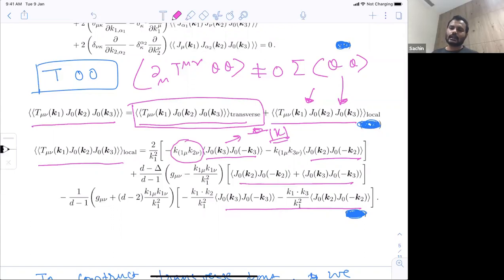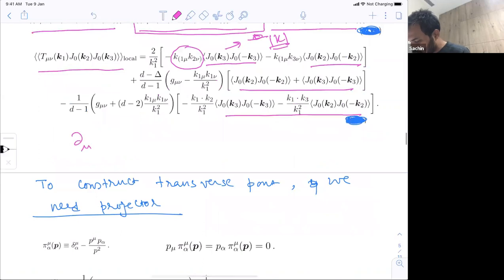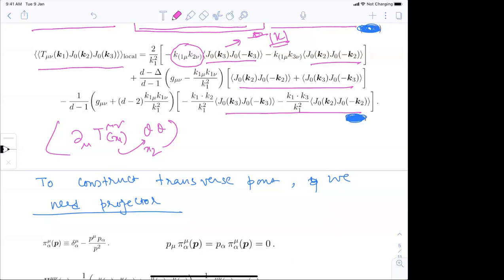No. You know, there are two terminologies. These are called local terms. Local in the sense that, as you see, in position space they correspond to T mu nu theta theta at a point where x1 hits x2. That is in what sense it corresponds to local. So it is delta functions, or derivatives of delta functions, right? That's what you mean.